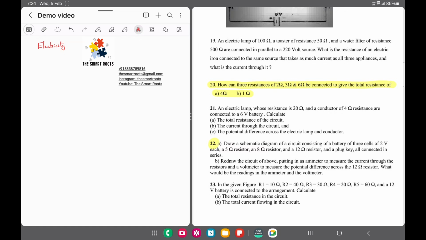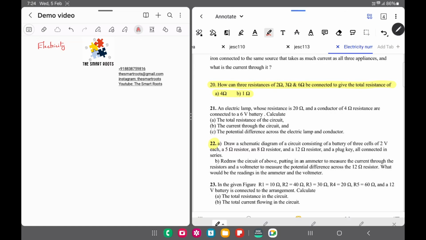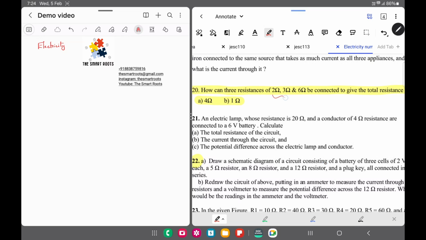Okay, so let's deal with this question now. There are 3 resistances: 2, 3 and 6 ohm. Now the first condition is that you have to find the combination, how they are to be connected. What about the total resistance? It's given as 4 ohm, right? So the total resistance is 4 ohm.